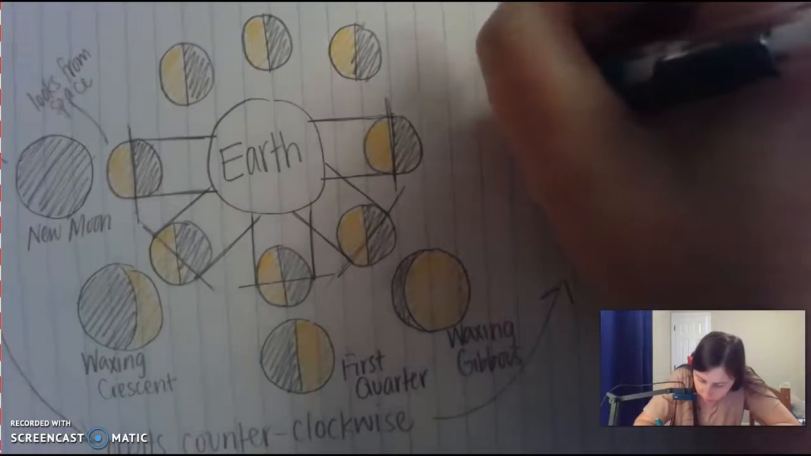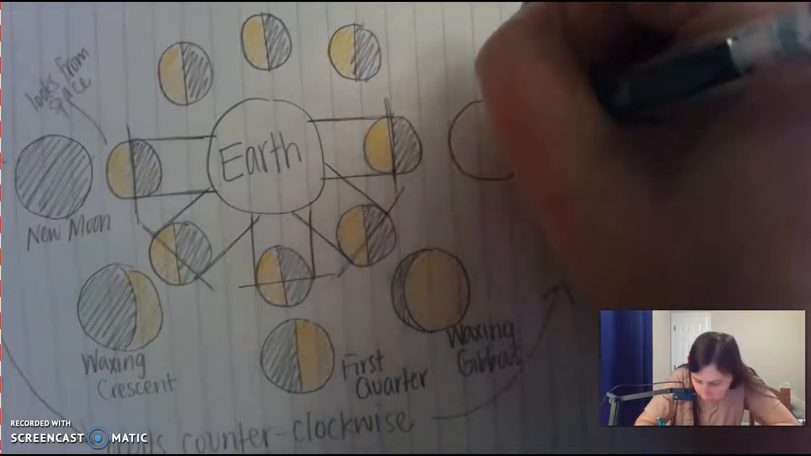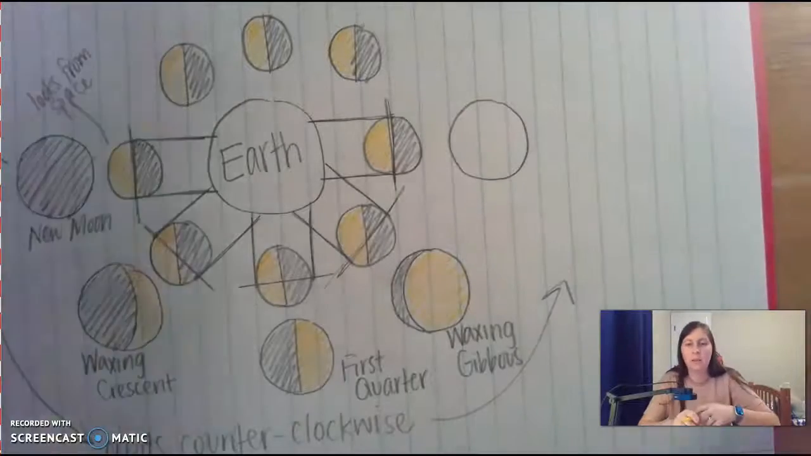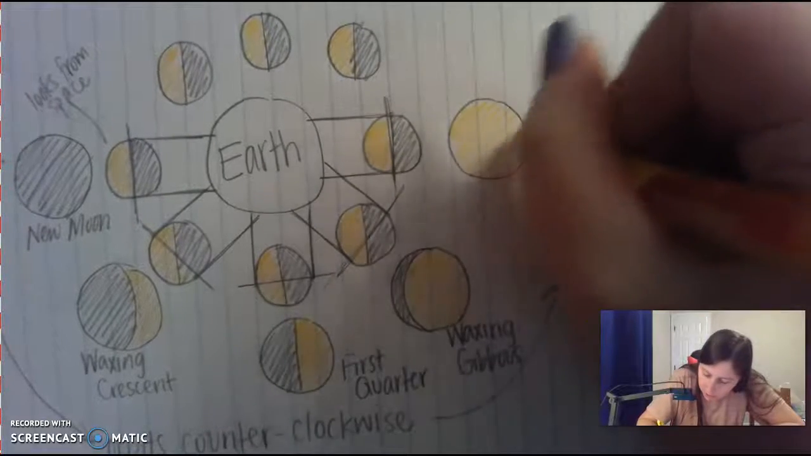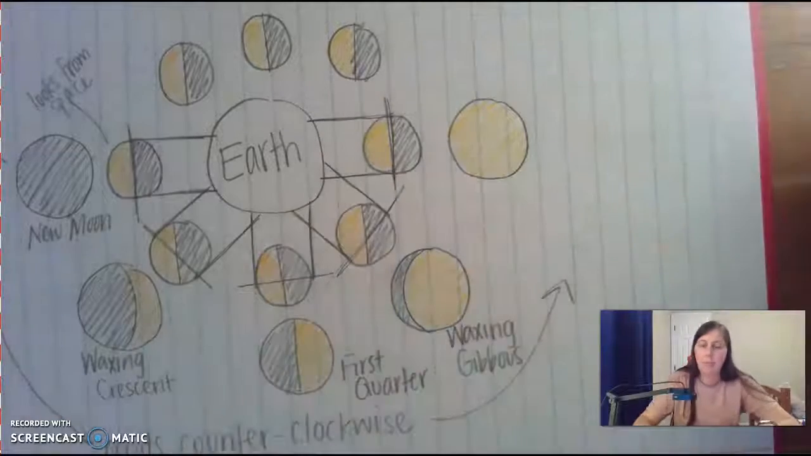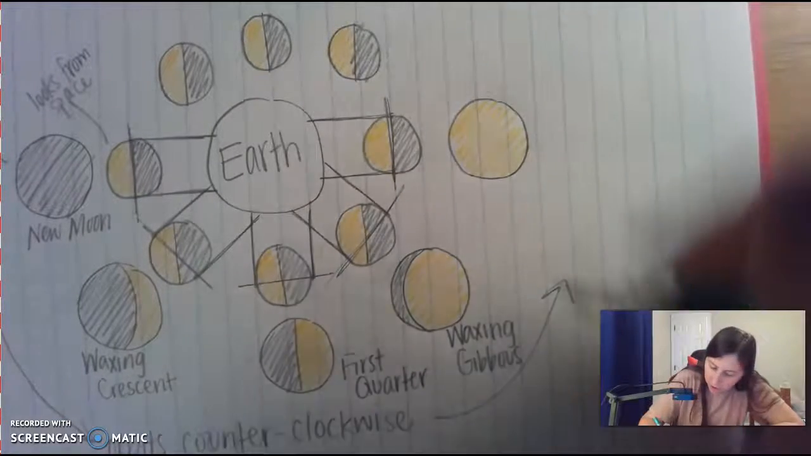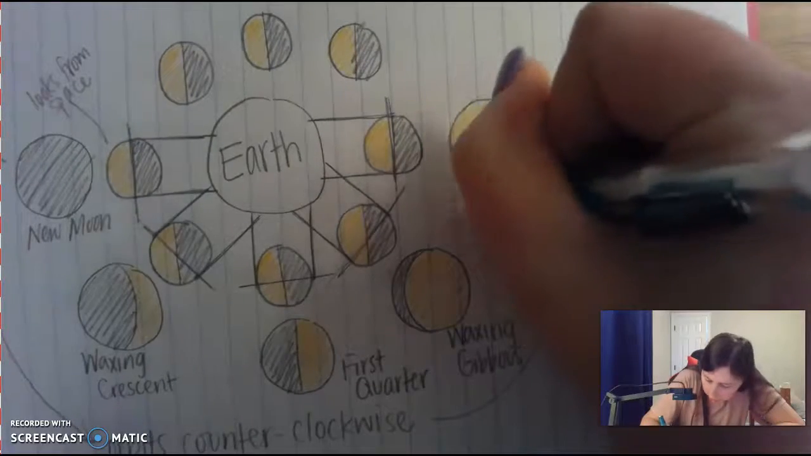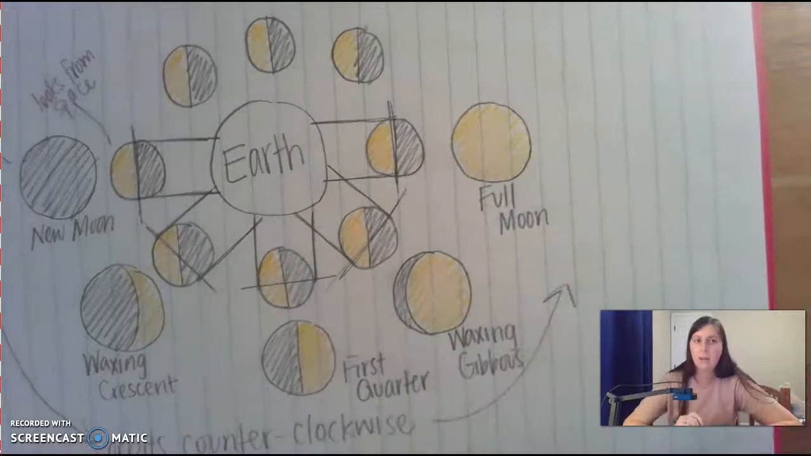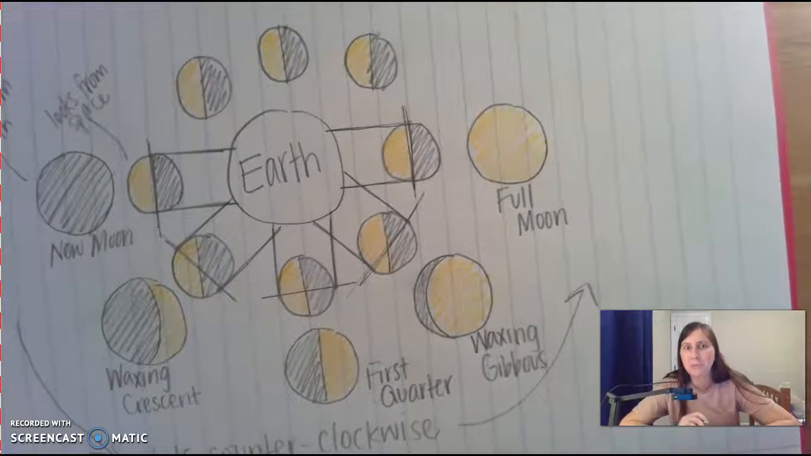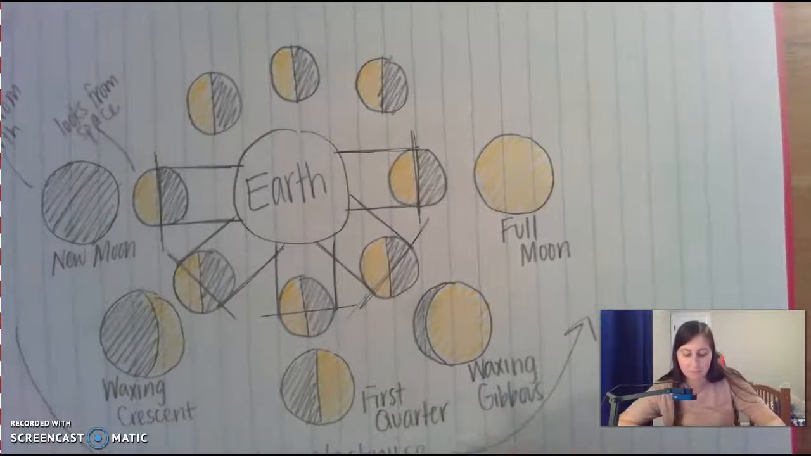So I'm going to draw my circle, and I'm going to show that it is completely lit up. And as I mentioned earlier, this is a full moon. I'd say this is probably the moon phase you are most familiar with.